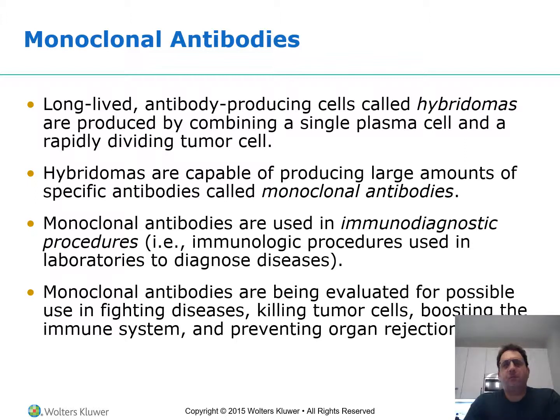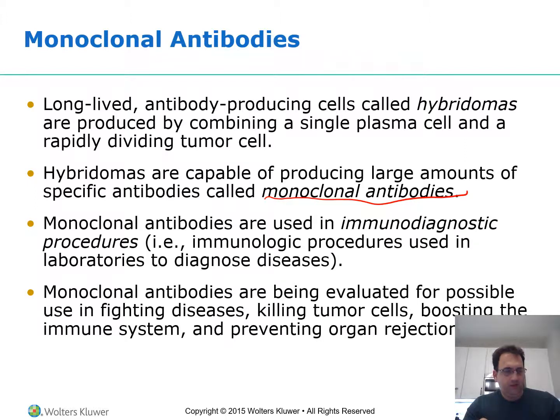Monoclonal antibodies. So there are antibody-producing cells called hybridomas. They combine a single plasma cell with a rapidly dividing tumor cell, and they will produce a specific type of antibody called monoclonal antibodies. These are used in diagnostic procedures. Basically, monoclonal antibodies are being evaluated for use in fighting diseases, killing tumors, all sorts of stuff like this.